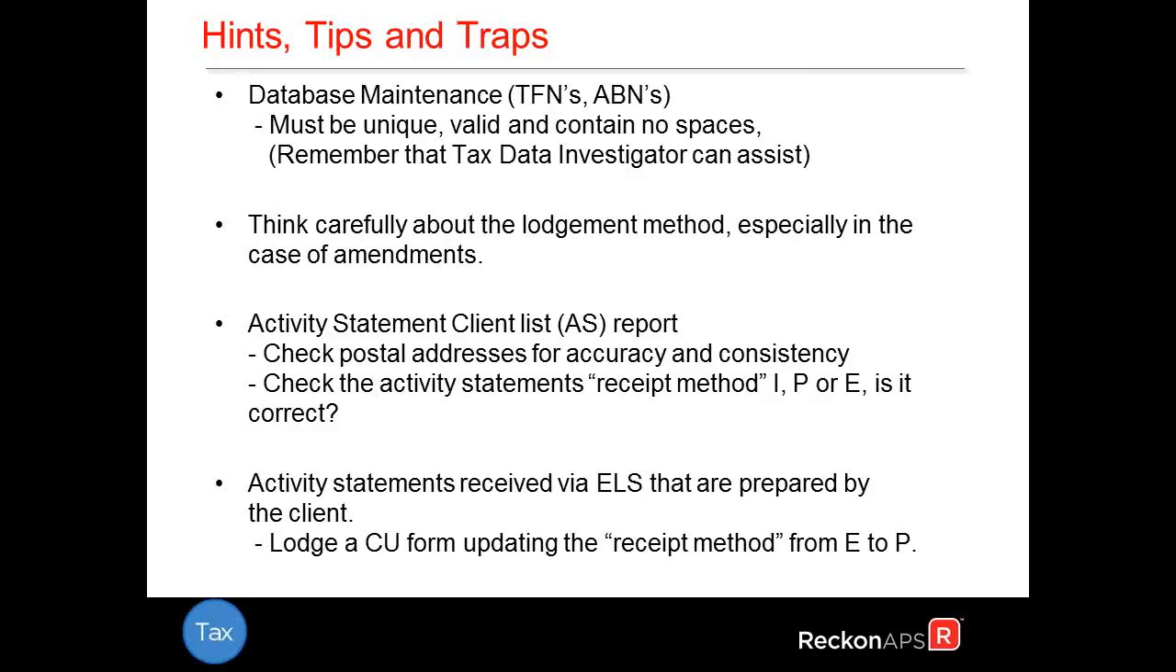The activity statement client list report, it is a report worth requesting and generating. It's important to check the postal addresses for accuracy and consistency, okay? Because that is, for those clients who are receiving a paper form, that is the address to which the ATO will send that document. And also check that the activity statement's receipt method, being I, P, or E, is it correct? Okay, because that may change from month to month, quarter to quarter, as lodgements are being done.